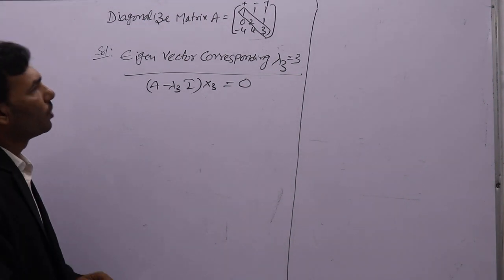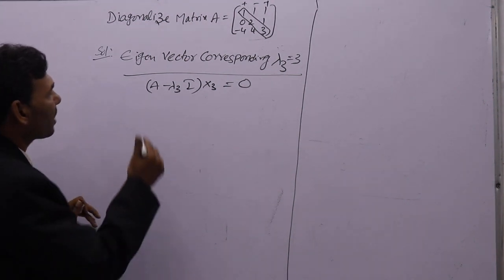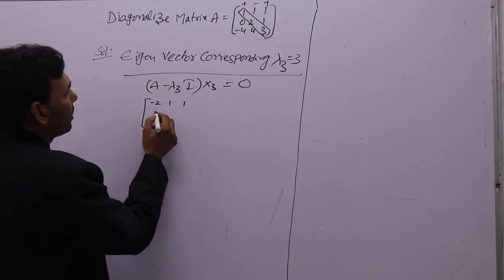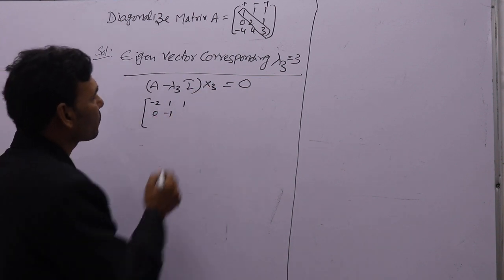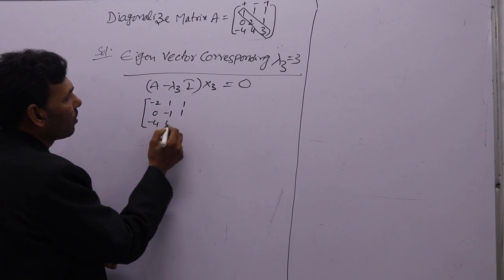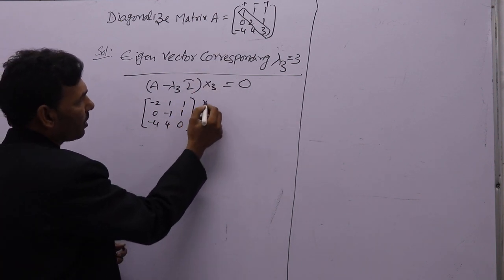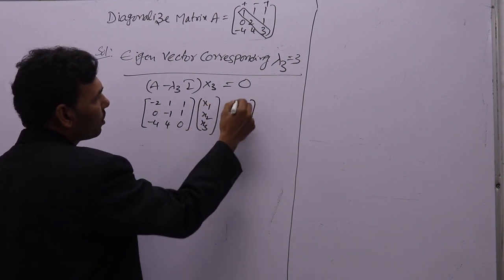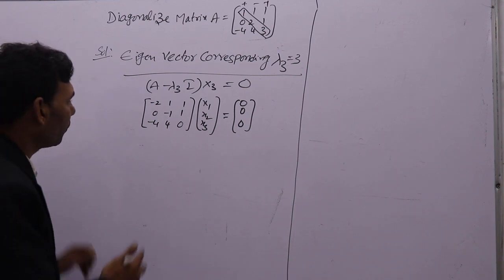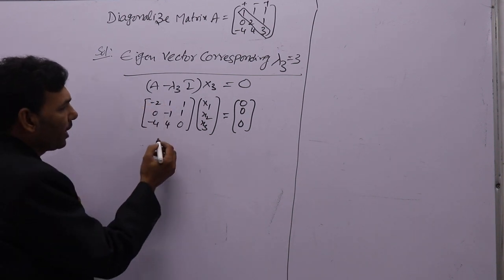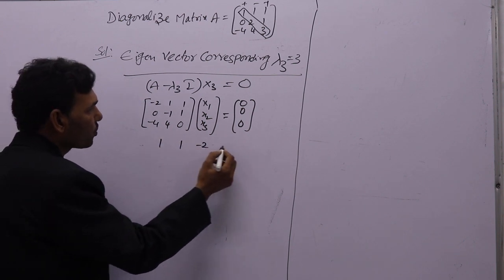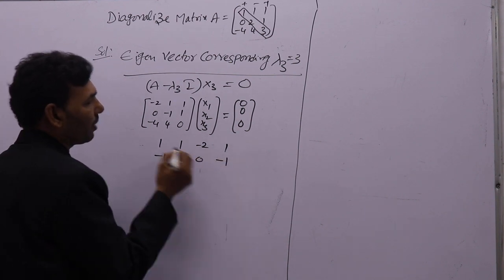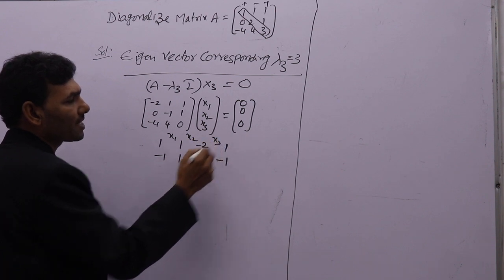Eigenvector corresponding to lambda 3 equal to 3. So simply subtract 3 from the diagonal of the matrix: 1 minus 3, minus 2, 1; 1, 0, 2 minus 3, minus 1; 1, minus 4, 4, 3 minus 3, equal to 0. Now here x1, x2, x3, and the right hand side you will have 0, 0, 0. Now write from second element to second element as usual: 1, 1, minus 2; 1, minus 1, 1; 0, minus 1. This is x1, this is x2, this is x3.